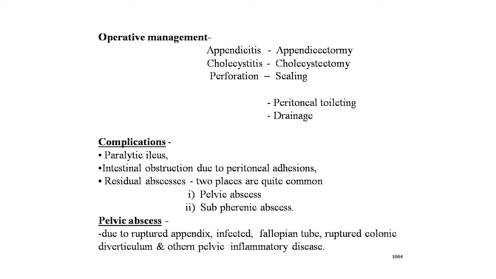Now operative management. If there is appendicitis, appendicectomy should be performed. For cholecystitis, cholecystectomy should be performed, and if there is a perforation, sealing should be done. Peritoneal toileting and drainage is common for all operations. Post-operative care. Complications: paralytic ileus, intestinal obstruction due to peritoneal adhesions, and residual abscesses.